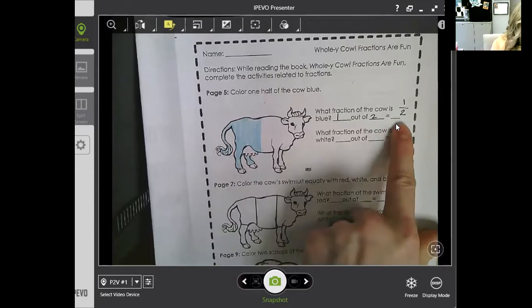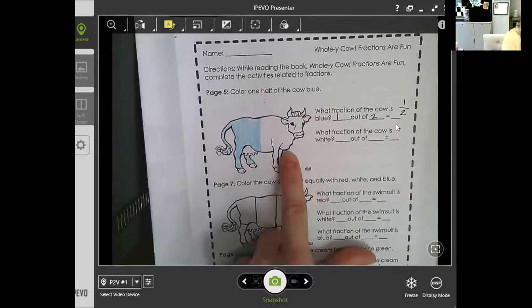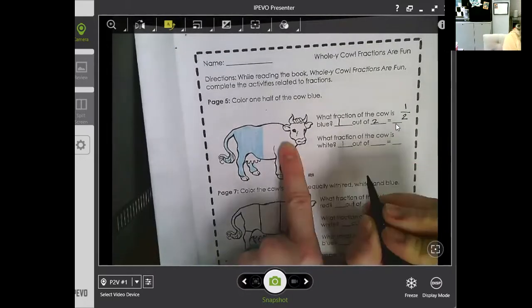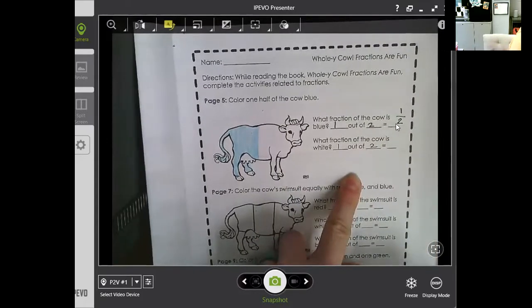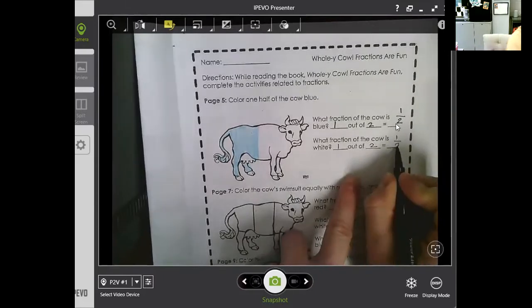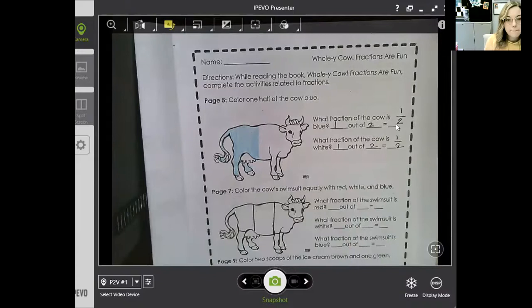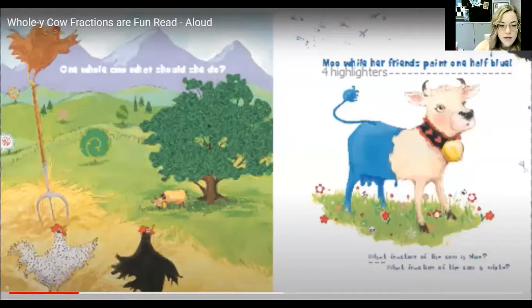Okay, so if 1/2 or 1 part of the cow is blue, then what part of the cow is white? Again, 1 out of 2 parts of the cow is white. And we write that fraction the same way as we did above. Okay, so half looks like this, 1/2, 1 out of 2. If you need more time with that page, you're obviously more than welcome to pause it there. I'm going to move ahead. Let's see what the cow gets into next.